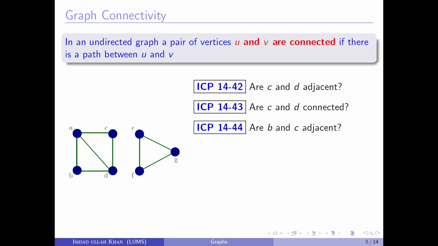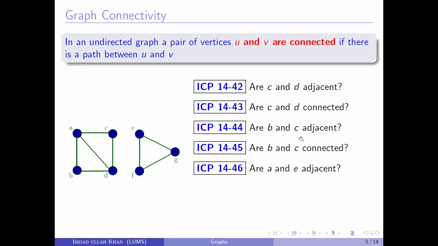Are B and C adjacent? The answer is no, because there is no direct edge between B and C. Are B and C connected? Yes, there's a path from B to C.